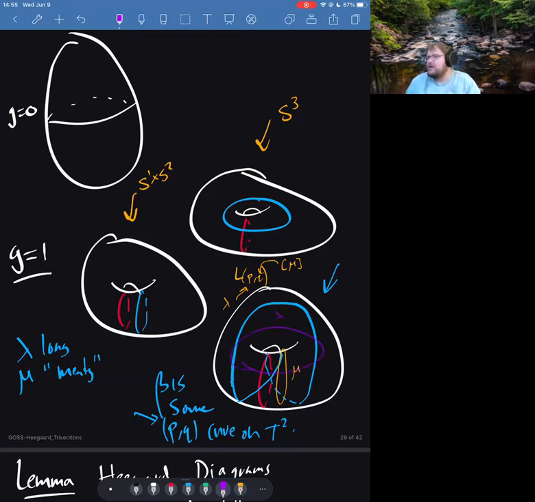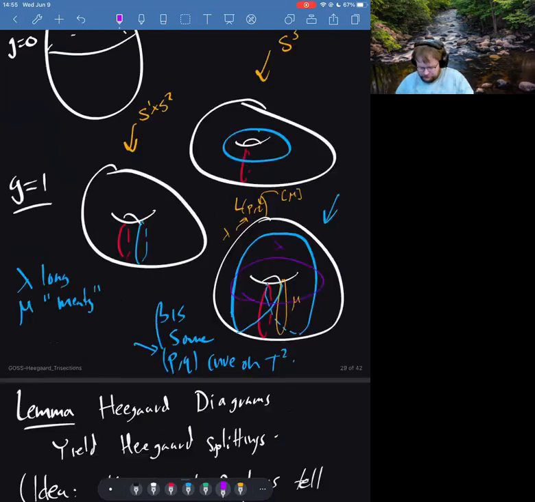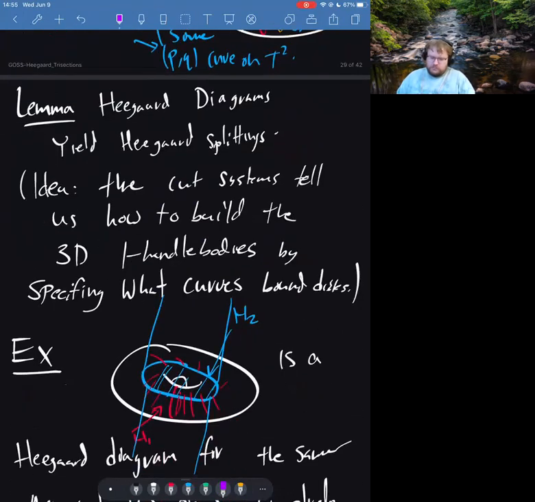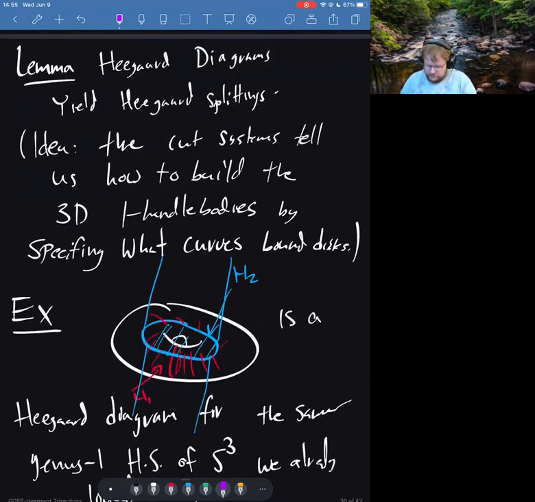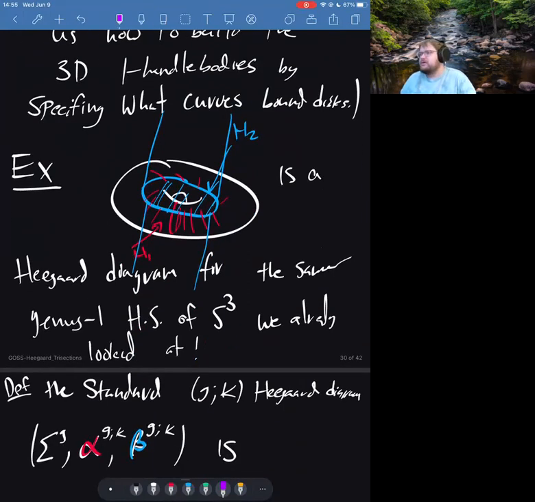So the way I remember it is lambda is longitude, that goes the long way round. Mu is the meridian, it goes the meaty way. I like to think of my torus as thicker around the midsection. So as I kind of mentioned, Heegaard diagrams yield Heegaard splittings. And the idea is that the cut systems tell us how to build the three-dimensional one-handlebodies by specifying what curves bound disks. And then this was a picture that kind of showed how the genus one thing was built.